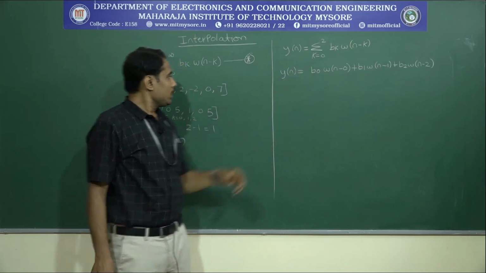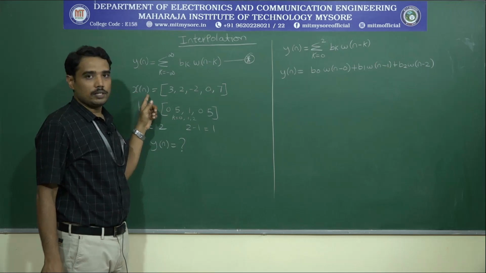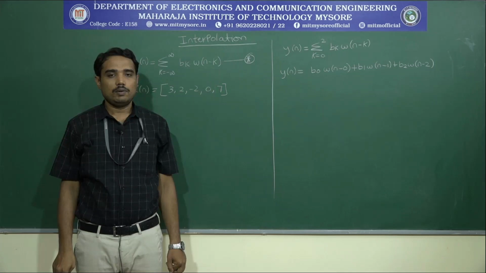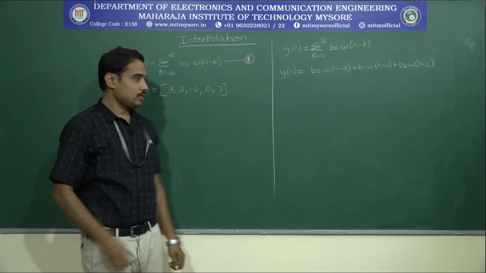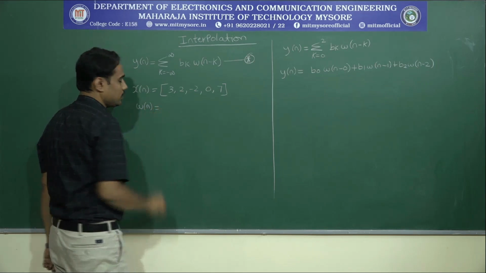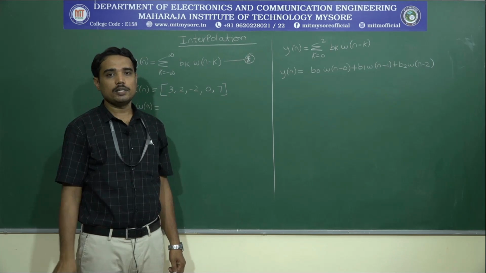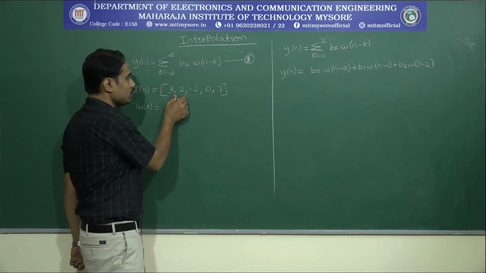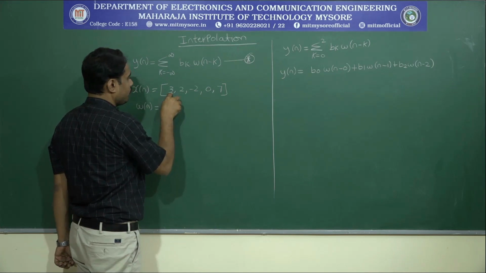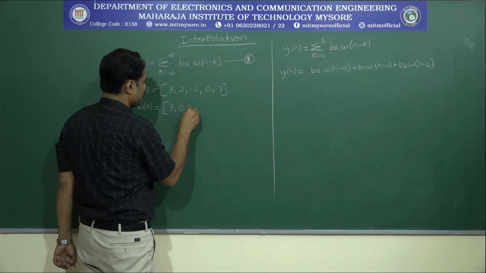Before that, now let us find out the w of n sequence. The w of n sequence is obtained by inserting zeros. How many zeros? L minus 1 zeros between each sample. If that is the case, I can write 3. After the first sample, I have to insert 0. Next, I have to consider the next sample.